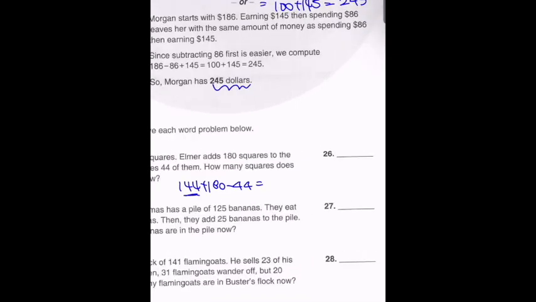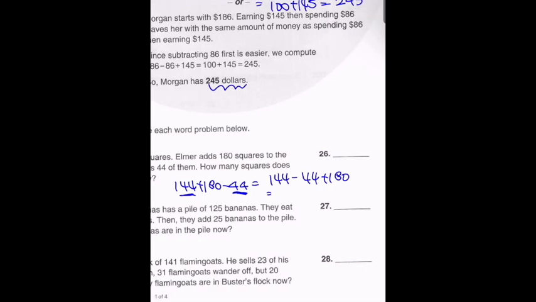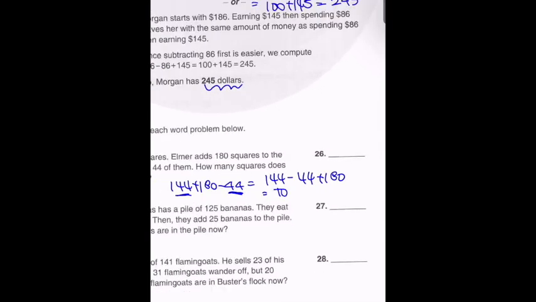So again, since 44 is being repeated, we're going to rearrange to this form. And 144 minus 44 is going to give us 100. And so 100 plus 180 is going to give us 280. So we know that there are 280 squares in the quilt.